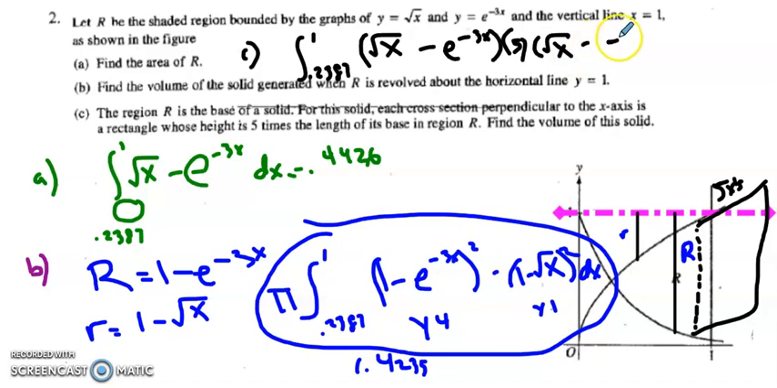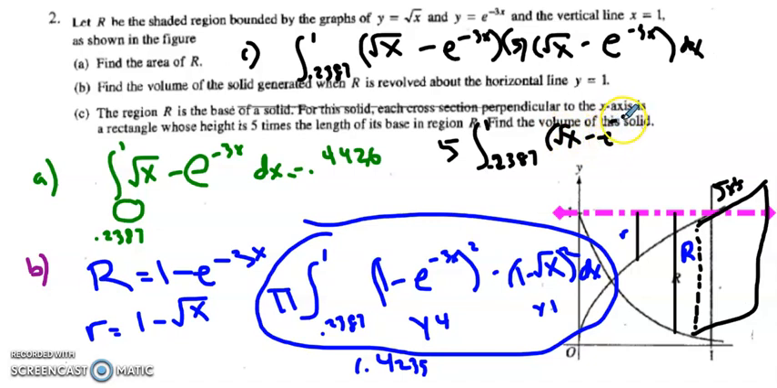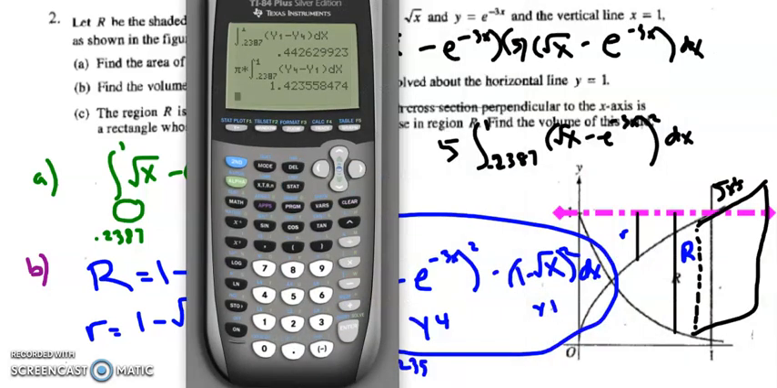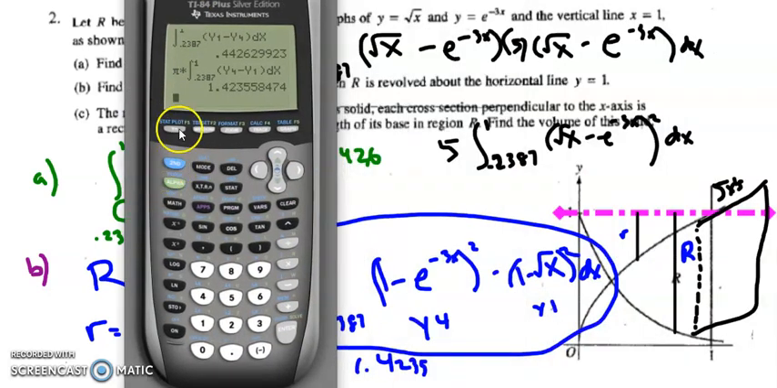And then I need the base times 5 times the base. So what you're going to see is that I actually could rewrite this. I have a dx here. I could rewrite it as a 5 out in front, integral of 0.2387 up to 1, and then I have the square root of x minus e to the negative 3x all squared dx.